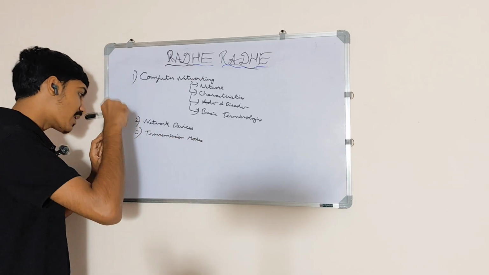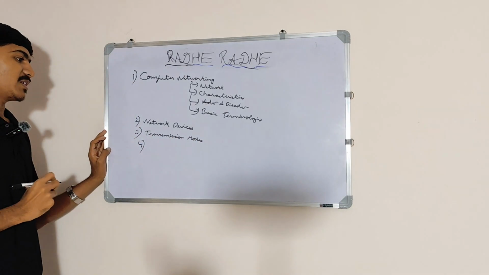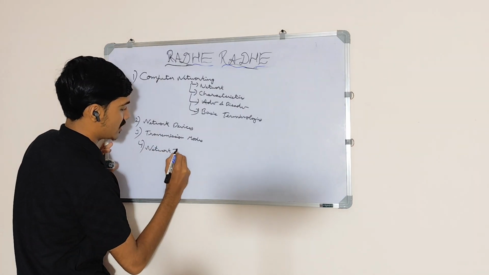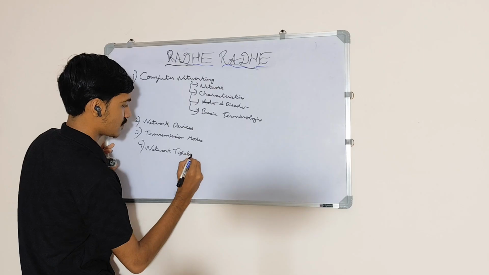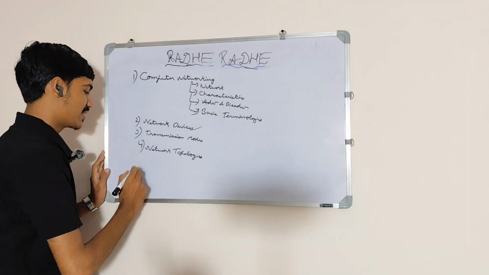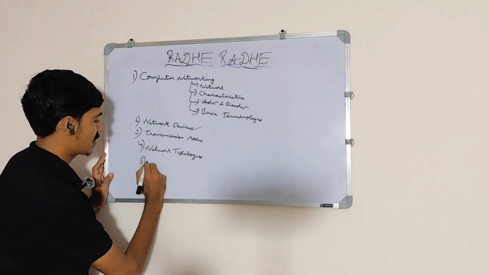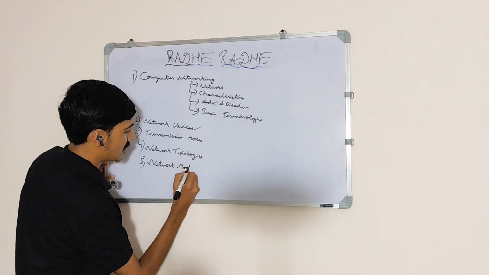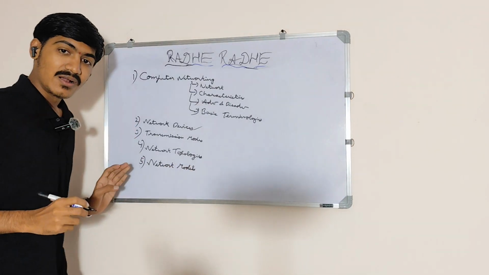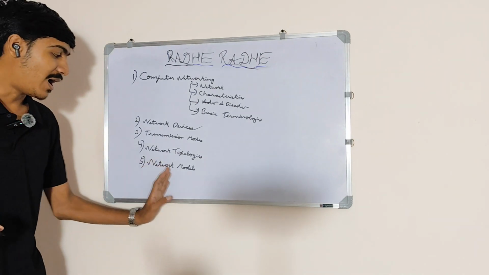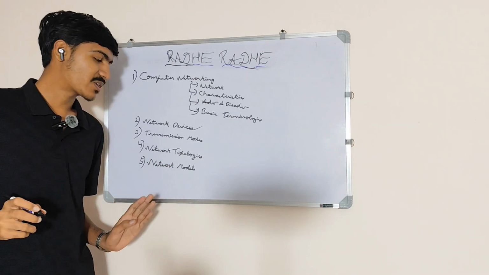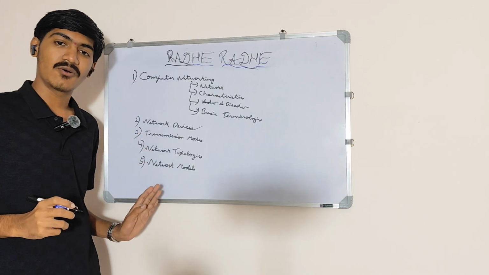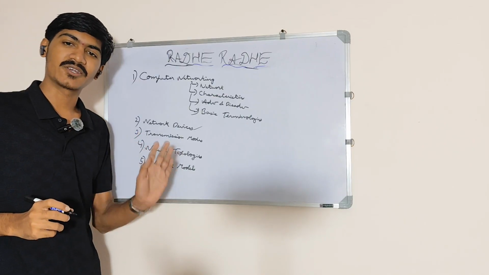Transmission modes. And then plus network topologies. Okay, now after this we are going to study about network models. What are network models? Network models basically describe the set of rules for how data communicates over the network.